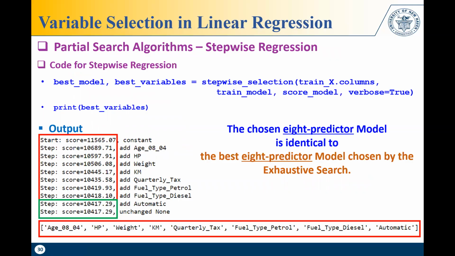Here's the code for the stepwise regression method, which is similar to forward selection, except at each step, we consider dropping predictors that are not statistically significant, as in backward elimination. And as you can see again, we ended up with 8 predictors, and the chosen 8 predictors in the model are identical to the best 8 predictor model chosen by the exhaustive search.